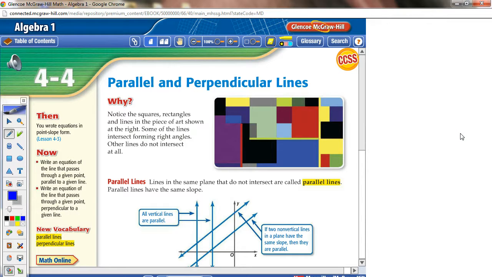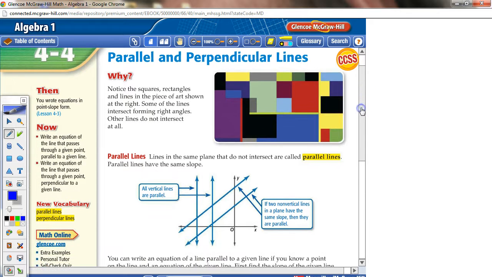We are moving on to lesson 4 in chapter 4, parallel and perpendicular lines. In this section I'm going to learn about parallel lines and perpendicular lines. As you can see here in the picture, there's a lot of parallel lines and a lot of perpendicular lines. So what does it mean to be parallel? Parallel lines are lines that are going towards the same direction, like these two lines here, but they will never meet. They will never intersect. Perpendicular lines are lines that are formed with 90-degree angles, as you can see here.